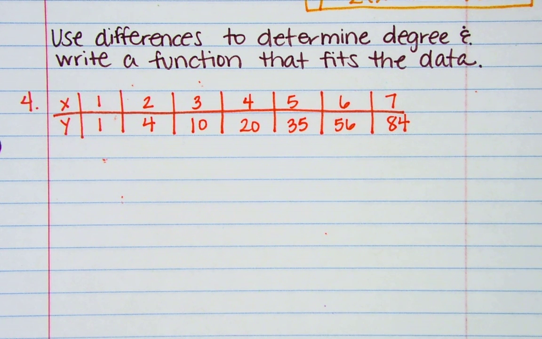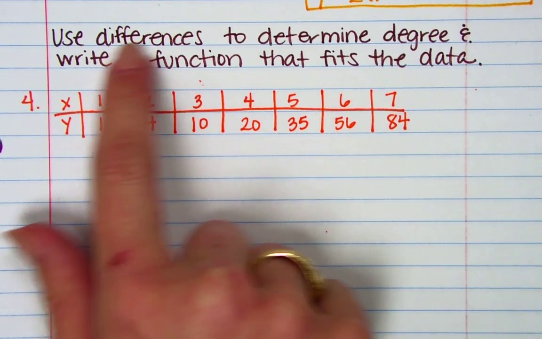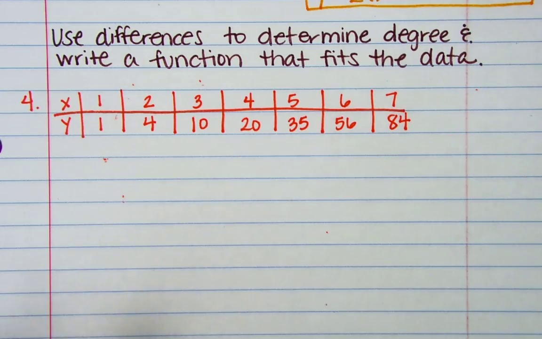We first need to know what type of equation it is going to be. We need to tell from the table whether it is going to be linear, quadratic, cubic, or quartic. And we can do that by finding the differences. You probably remember it from Algebra 1, because we did it a lot.